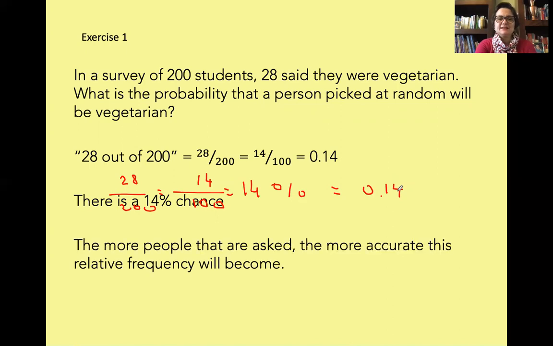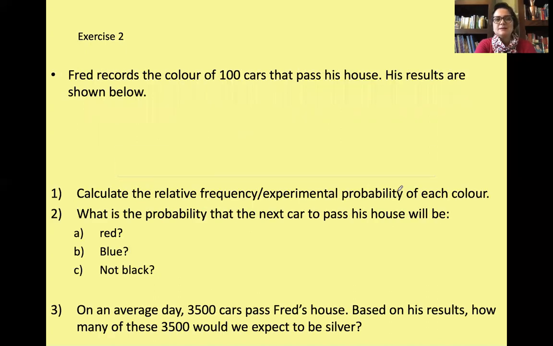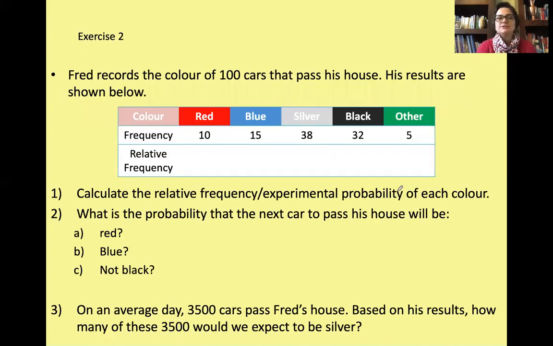So there is a 14% chance that the person picked at random will be vegetarian. But just like that, the more people they are asked, the more accurate the relative frequency will become. Example number 2. Fred records the colors of 100 cars that pass his house. His results are shown below. Calculate the relative frequency or experimental probability for each color.